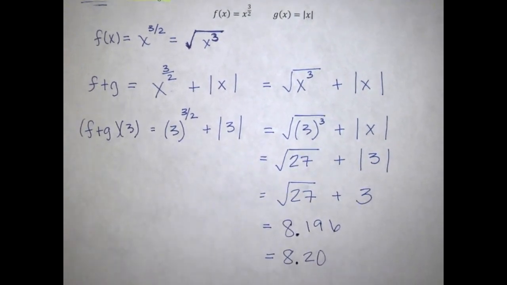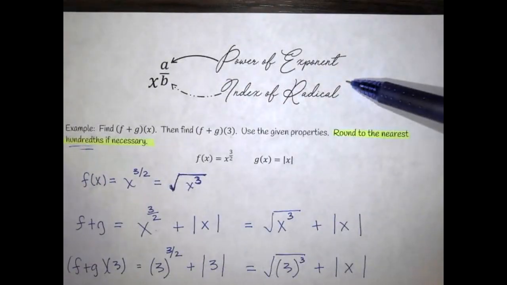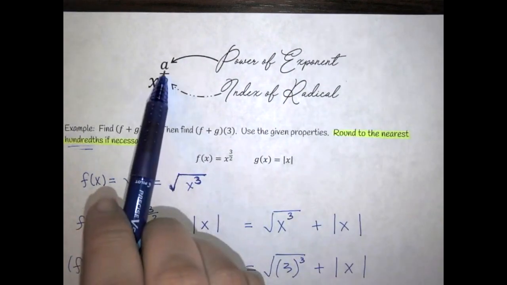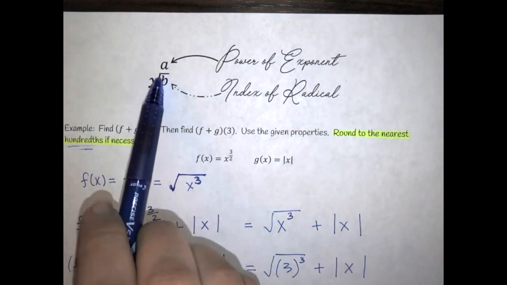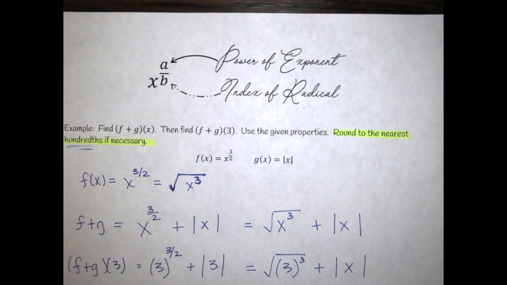Okay? So again, pay attention to what it is that you are combining back and forth. And remember, if you have a fractional power, then you need to follow this rule that says the power of your numerator is going to be the exponent, and the power of your denominator is going to be the index of your radical. Okay?